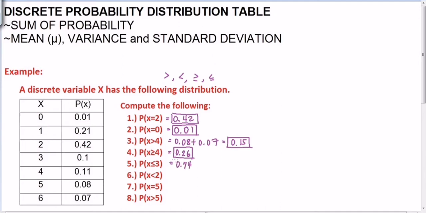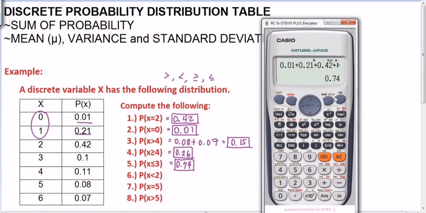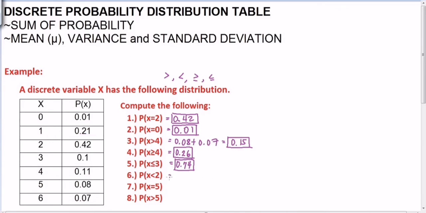Okay, let's have the sixth example. So what is the probability of x is less than 2? So, less than 2 lang, walang equal sa ilalim. So, ibig sabihin, ang isasama lang natin dyan is yung 0 and 1. So, pag sinabi natin less than, mas maliit. So, 0 and 1 lang. Since walang equal doon, hindi kasama yung 2. So, ang i-add lang natin are these two probabilities. So, i-add natin si 0.01 plus 0.21. So, ang sagot is 0.22. Okay? So, ang sagot dito, 0.22.